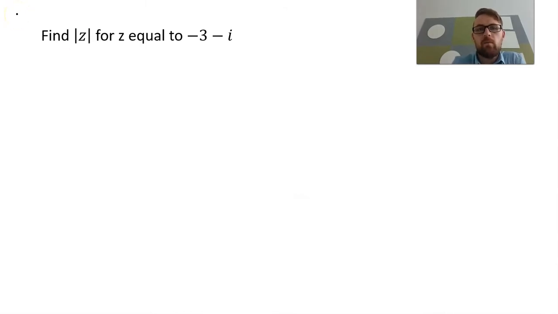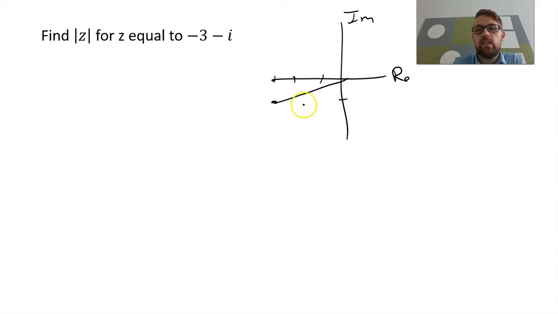So let's have a look. Find the modulus of Z, so the length of Z, when Z is -3 minus i. So quickly again, it's good practice, if you're not sure, to draw it out. So -3 on the real axis, and on the imaginary axis we're on -1. So 1, 2, 3 here. This is it, and the length of this is going to be, it goes across 3 and down 1.